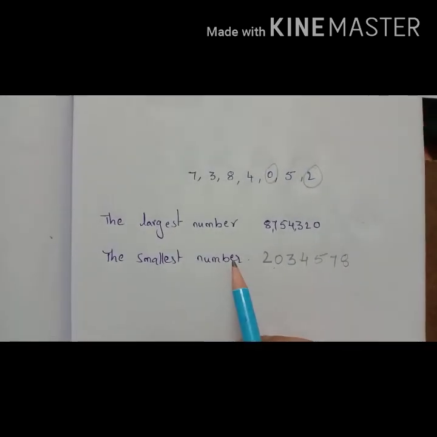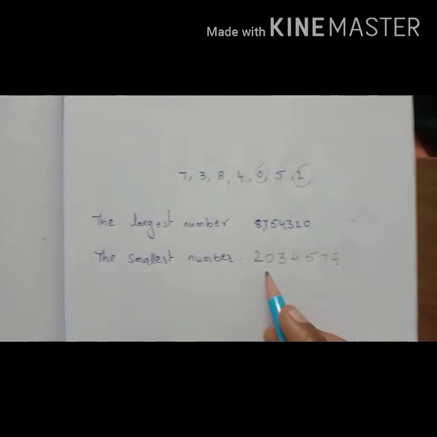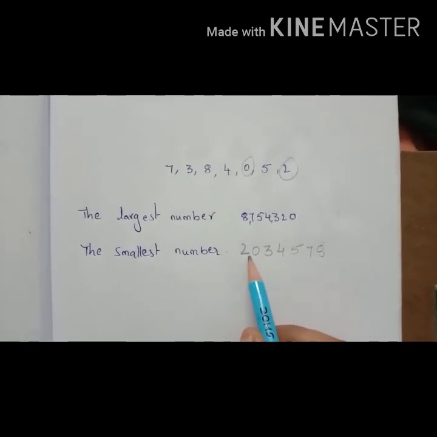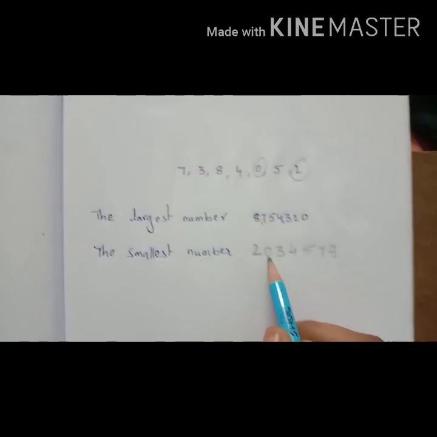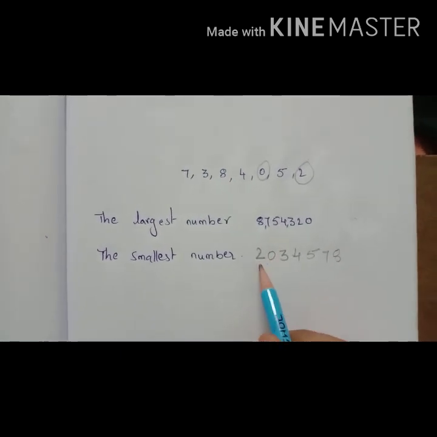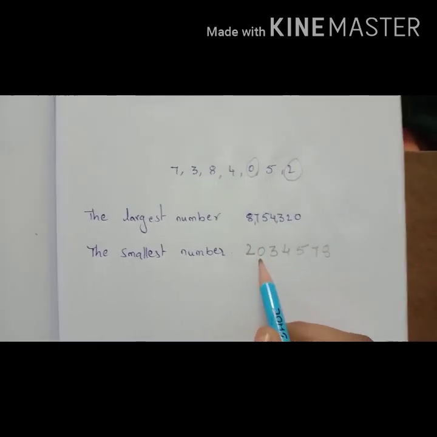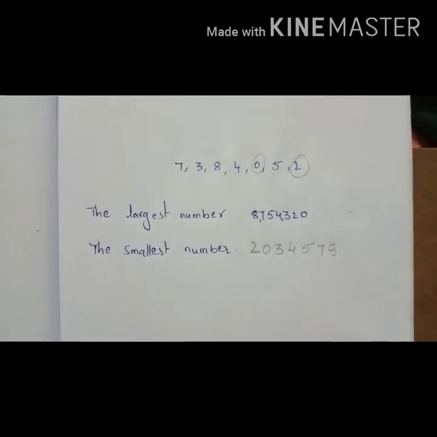Okay, children, see, the largest number we already wrote. For the smallest number, if we write 0 first, it is a 6-digit number, no? That's why we have to write 0 afterwards, in the second place. First we write the other number, after that we write the 0. Okay, children, did you understand?